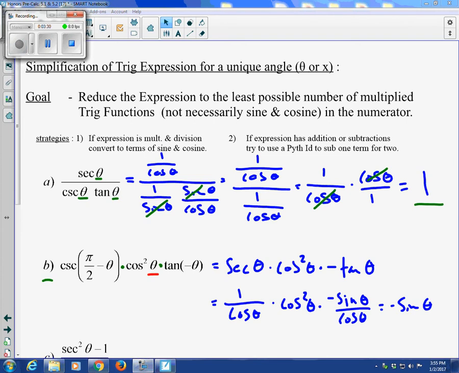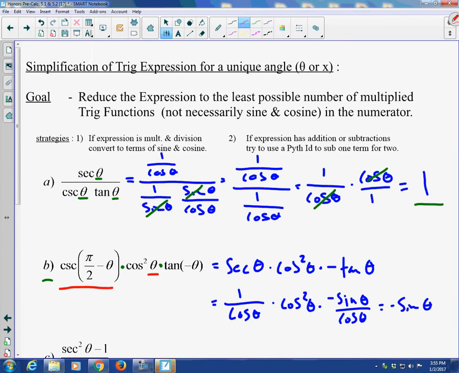All right, guys. So right off the bat, we want to use the cofunction identity right here to substitute secant of theta for our cosecant of pi over 2 minus theta. And we want to use the fact that tan is odd to let us write our tan of negative theta as negative tan of theta. Now we've got everything in terms of trig functions evaluating that same angle theta, and everything's being multiplied here, so we can convert to terms of sine and cosine and let things cancel out for us.